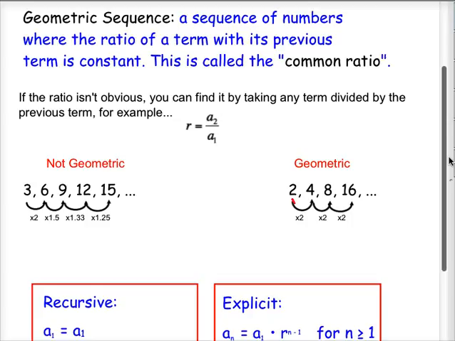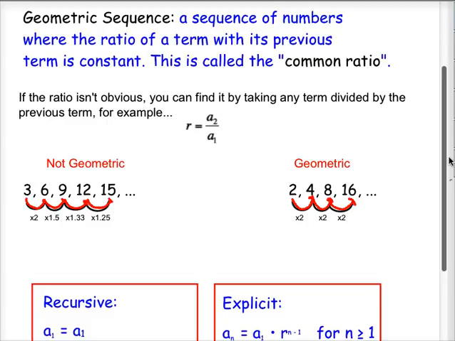So notice here, I multiply by 2 to get 4. I multiply by 2 to get 8. I multiply by 2 to get 16. My apologies. Over here, notice, you're not multiplying by the same thing to go from term to term. You're multiplying by different things, so that means it is not geometric.